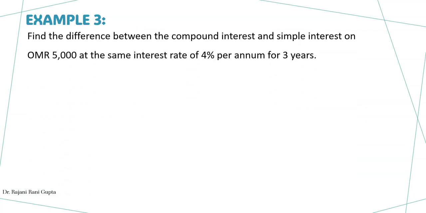Let's take one more example. Find the difference. Difference means you have to subtract between the compound interest and simple interest. So you have to find compound interest here. Here you have to find simple interest on this 5,000 riyal, which is your principal amount. Rate 4%, so R is 0.04 for 3 years. Time is 3 years. So in this case, as you have to find the difference, you have to find both simple interest and the compound interest.